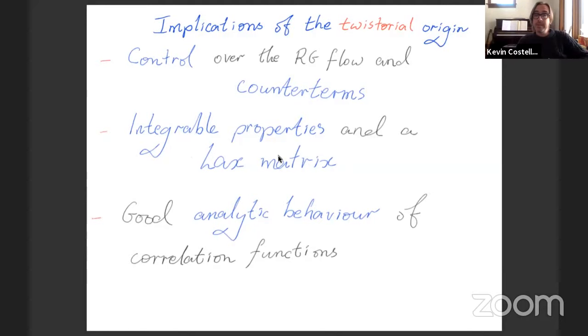We also find by studying other branes that it has some hints of integrability, and it has a Lax matrix. And finally, certain correlation functions seem to admit good analytic behavior. So these features make me think it's an interesting 4-dimensional theory to study. So I'll first discuss this point here, how we have good control over the counterterms of the RG flow.